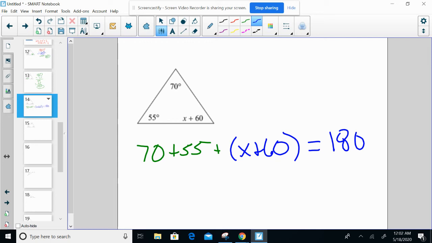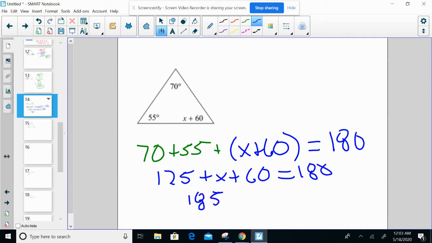70 plus 55 is 125 plus x plus 60. We can just drop the parentheses. Let's do 125 plus 60. 185 equals... Oops. Forgot about the x plus. Plus x equals 180. We want to solve for x.